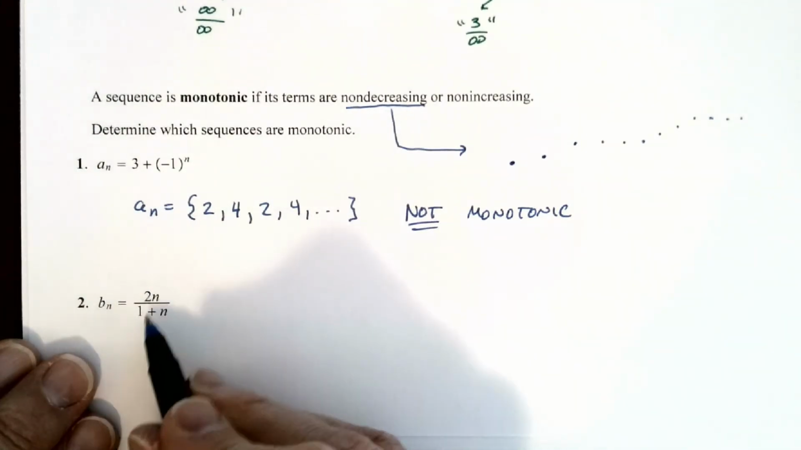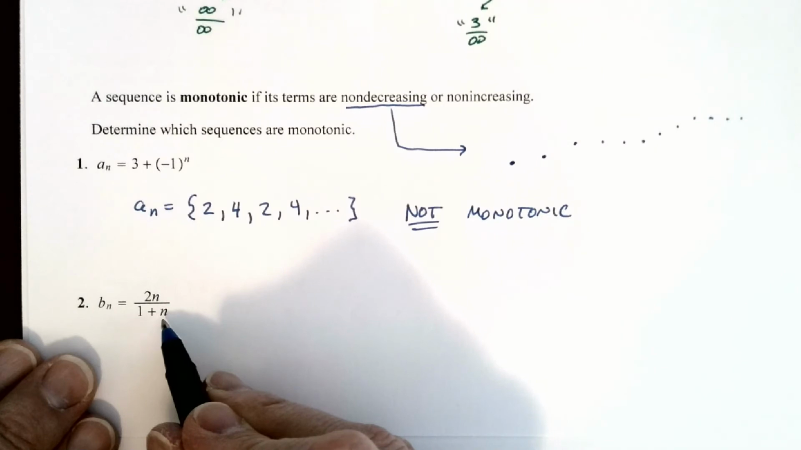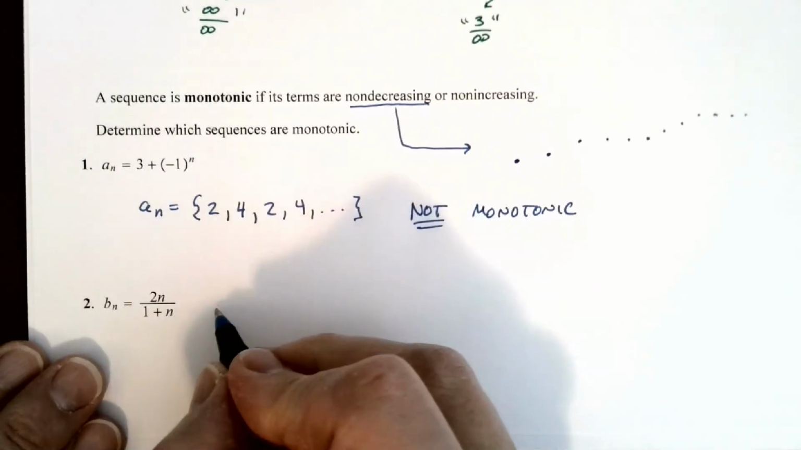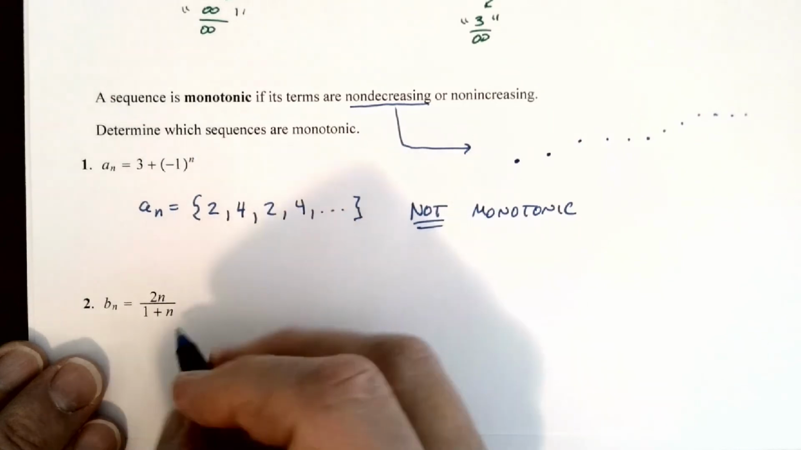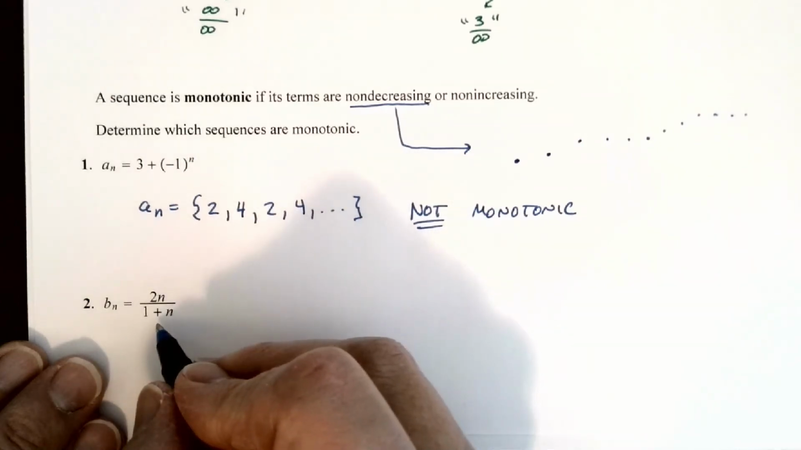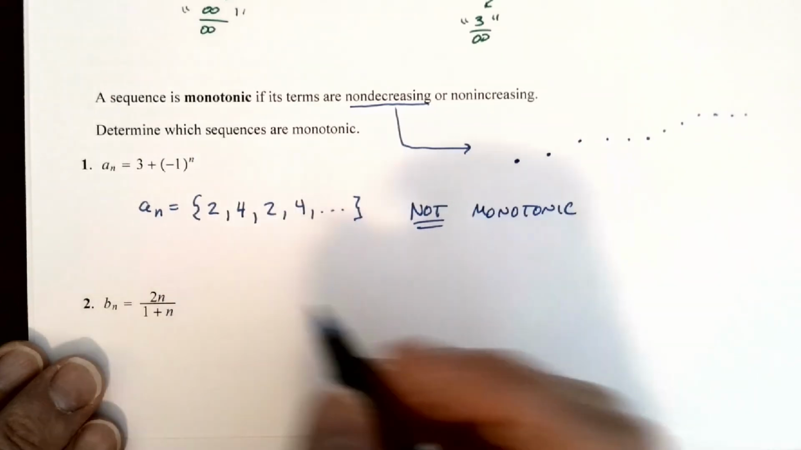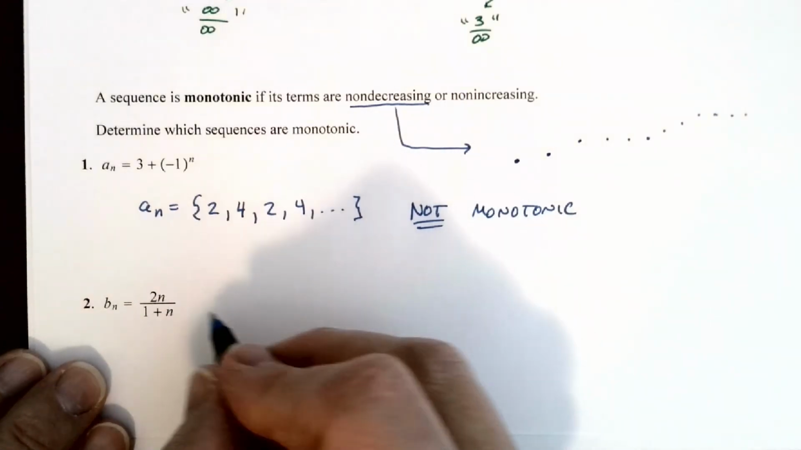What about this one? Is this one monotonic? Well, it's a little tricky here. You can list some terms like we did here. We take the limit as n goes to infinity. We probably know what that is. But, you know, what's really going on?